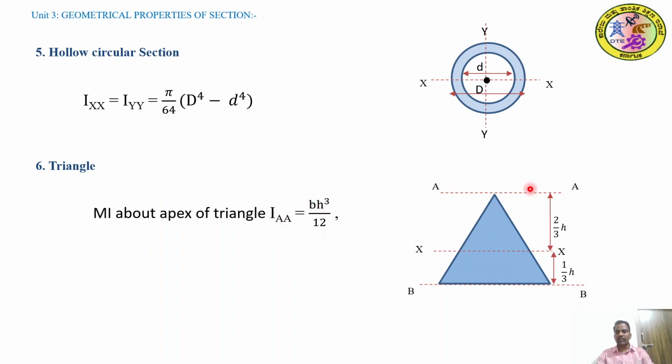At the apex, the formula for the moment of inertia is bh cube divided by 12. About the x axis, which passes through the centroid of the triangle, it is bh cube by 36. And the moment of inertia at the base of the triangle is bh cube divided by 4.